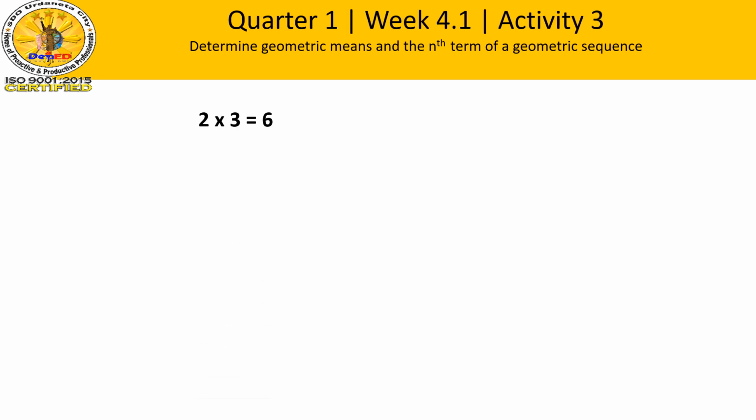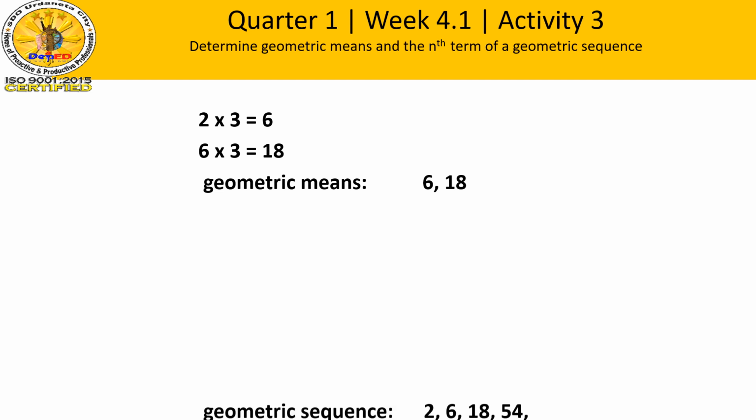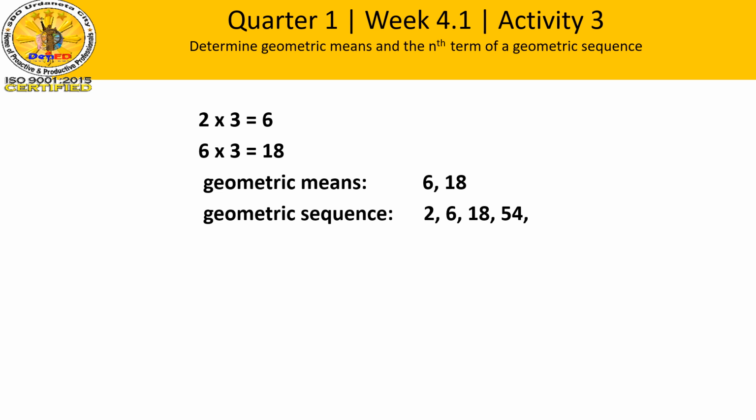Okay, to find now the second term, we have to multiply the first term by the common ratio. So we have 2 times 3 is equal to 6. Then the next term, 6 times the common ratio is equal to 18. Therefore, the geometric means are 6 and 18. Then you have now your geometric sequence 2, 6, 18, and 54.